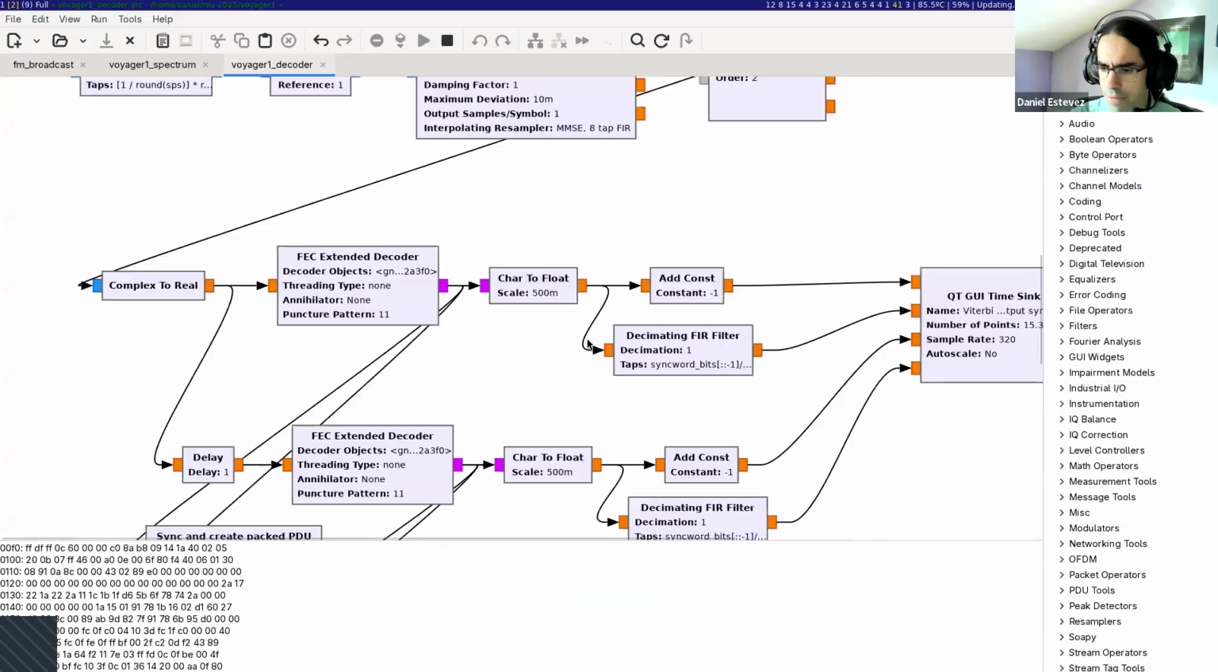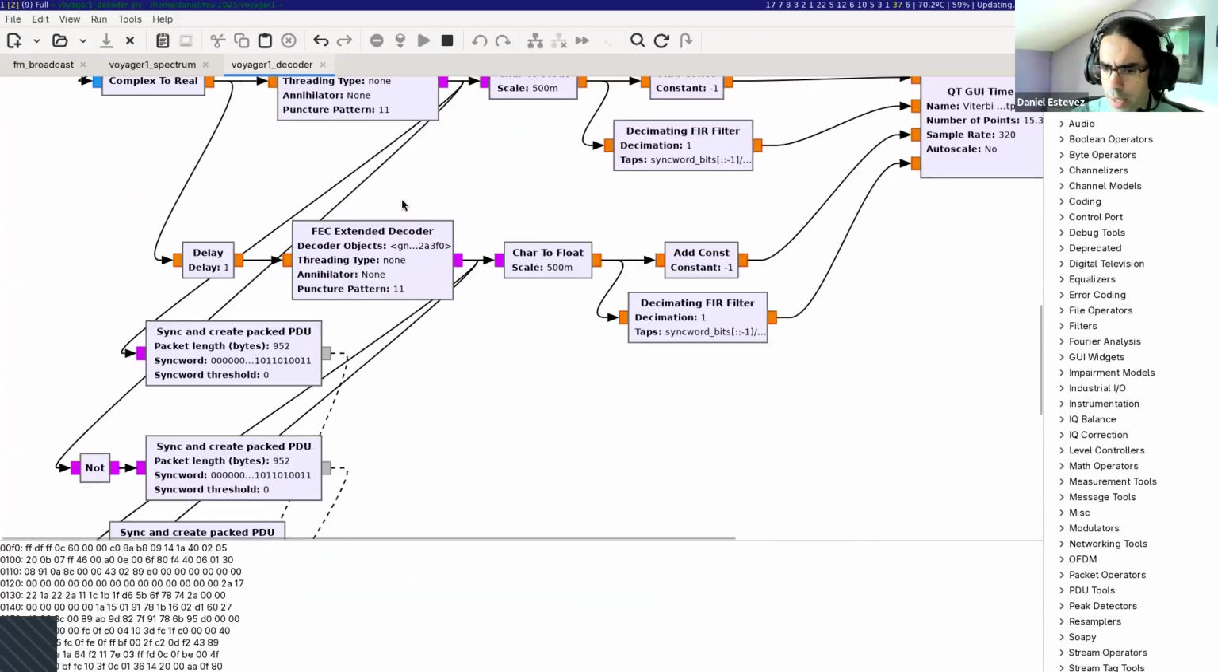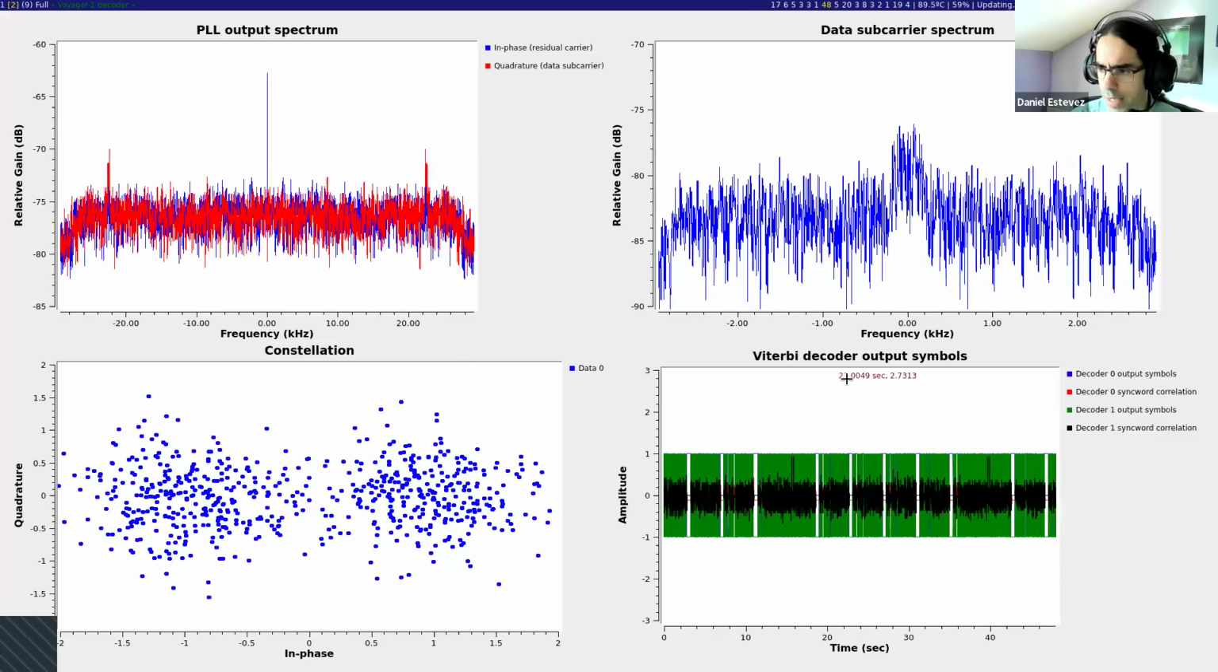So that's why we have error correction coding. That's the remaining part of the flow graph, and this is showing a few things about error correction coding. There's something called a Viterbi decoder. It does one of the error correction algorithms.